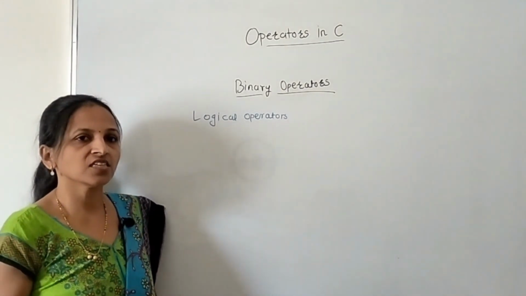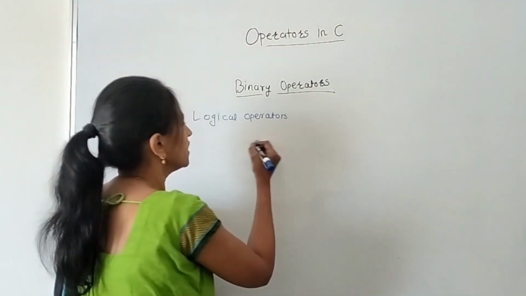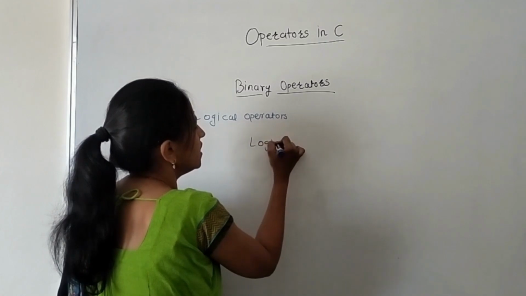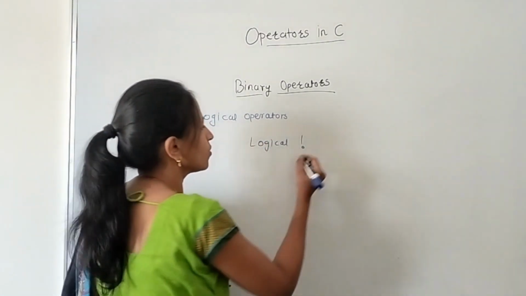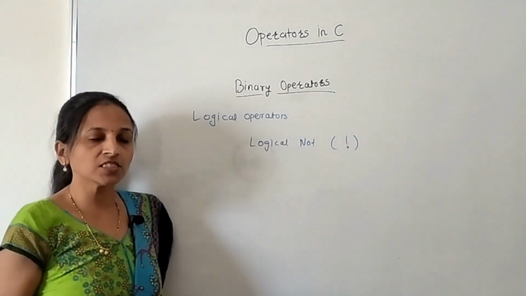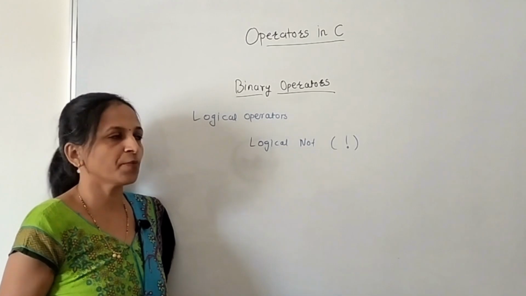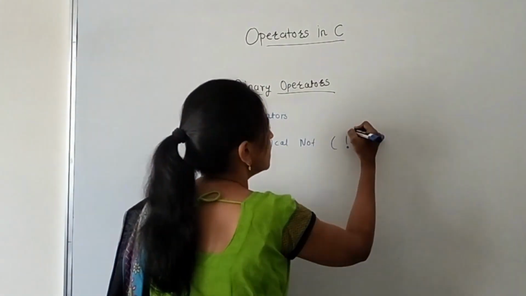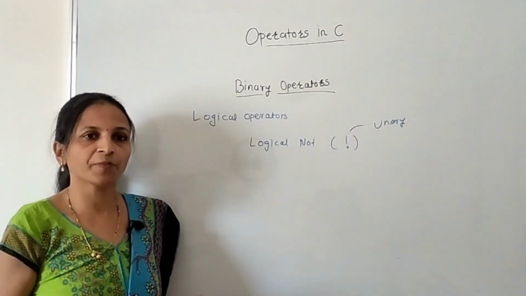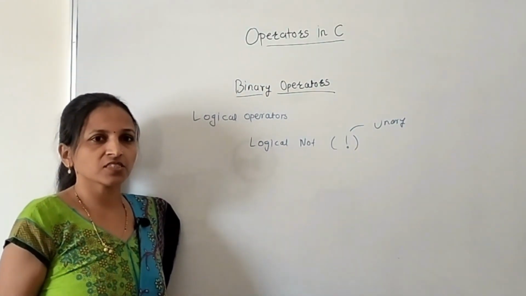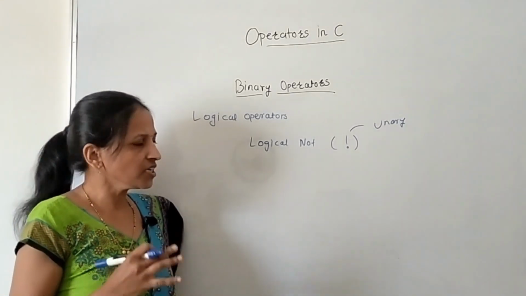Now the next operator that comes under the logical operator category is logical NOT. This is the logical NOT operator. This is a unary operator because it acts on a single operand. It will reverse the result or the value of any operand.